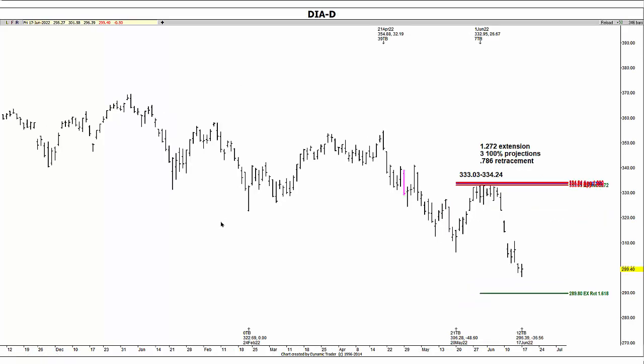Another one that I did post on Twitter was the diamonds. Now, I think we had a lower area where you started to clear some of the stuff there, but we ended up holding the cluster at 333.03 to 334.24. Mostly symmetry. I can also see a 786 and a 1272 in there. I know it's difficult to see because it's clustering together so well. That's why I have to write in the letters, because you can't read these levels. So again, a 1272, 3 100% projections, and a 786 retracement. And we saw a decline of 36.56 in the Dow Diamonds off of that resistance.